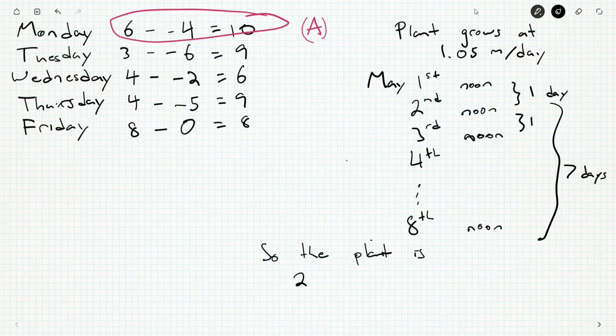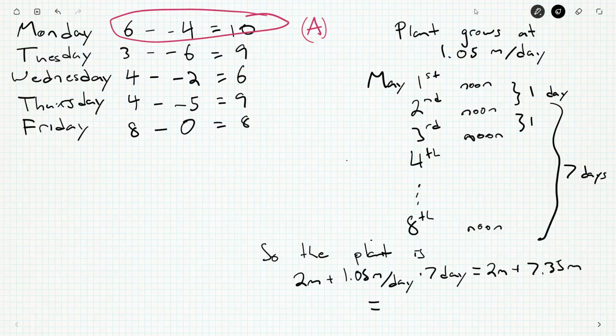So the plant started 2 meters tall. And then we have 1.05 meters per day times 7 days. And we line it up this way so that the units, day, cancel out, and we'll just be left with 2 meters plus some other number of meters. 2 meters plus, well, we can multiply this in our head, 7.35 meters. We're going to get a total of 9.35 meters. And that's how tall the bamboo plant should be now.